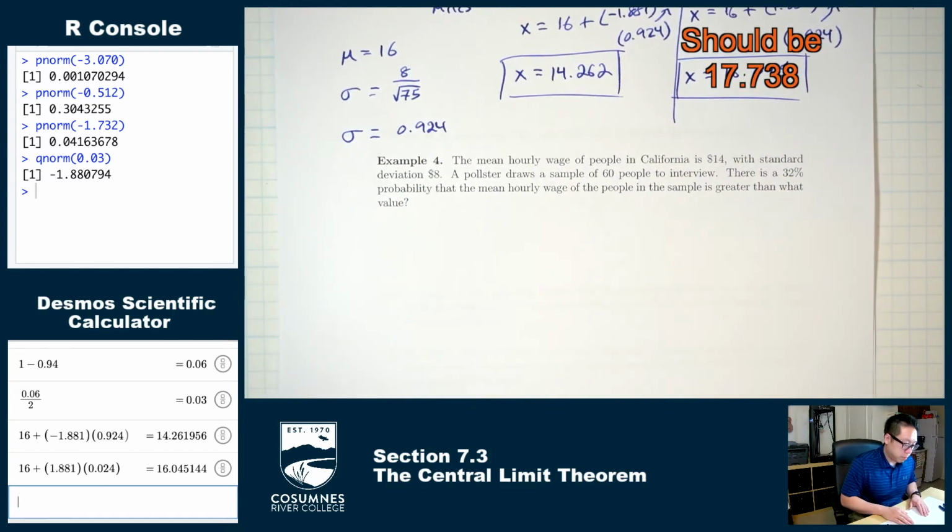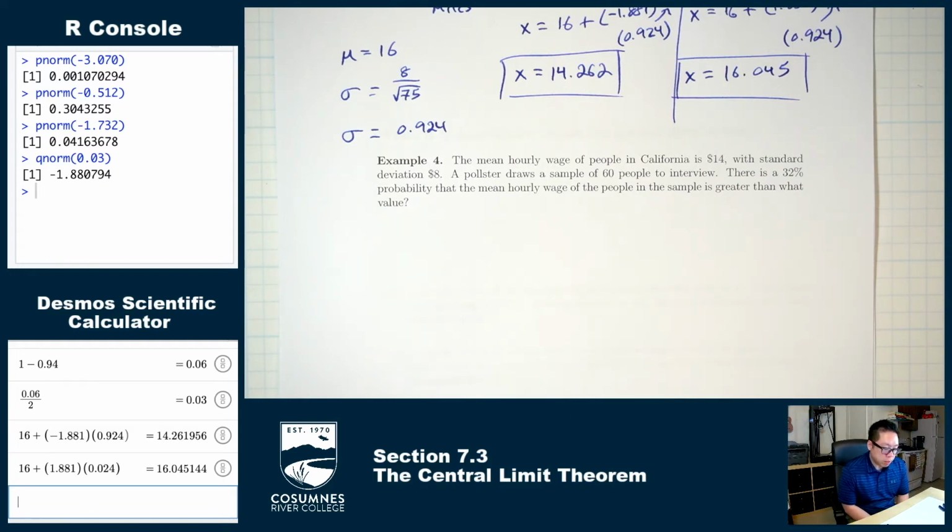Example 4. The mean hourly wage of people in California is $14 with standard deviation 8. A pollster draws a sample of 60 people to interview. There's a 32% probability that the mean hourly wage of people in the sample is greater than what value?